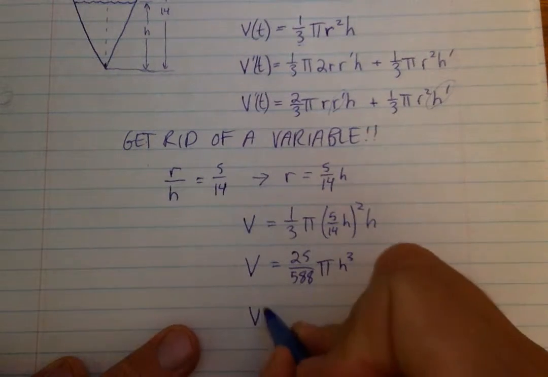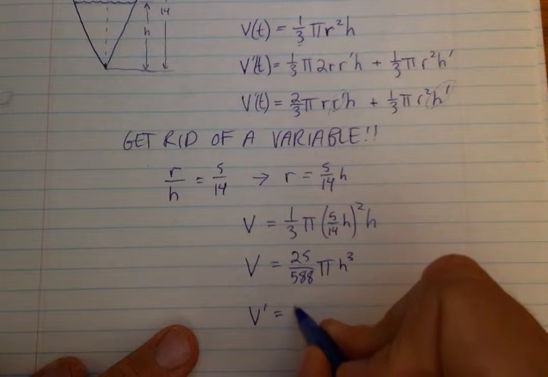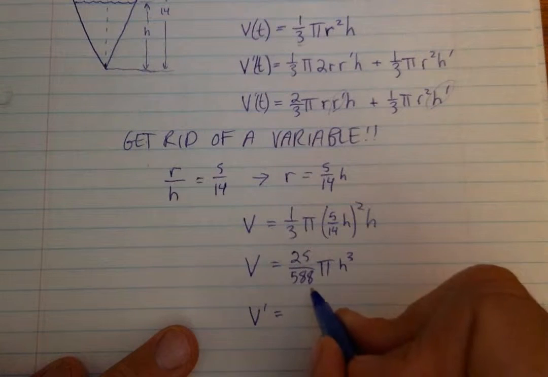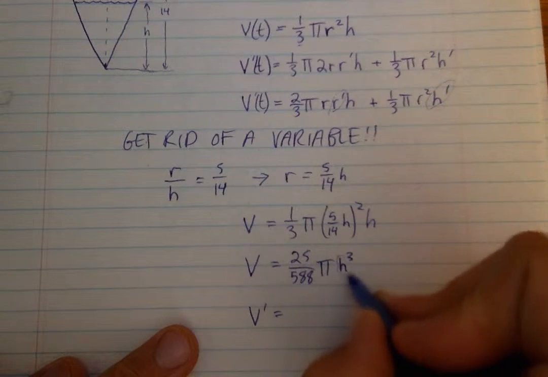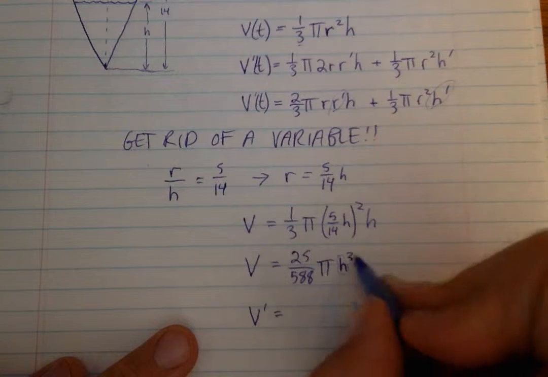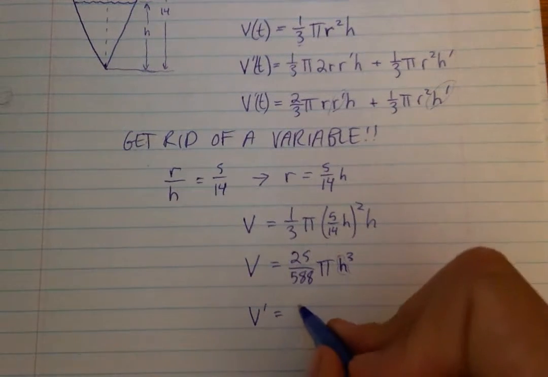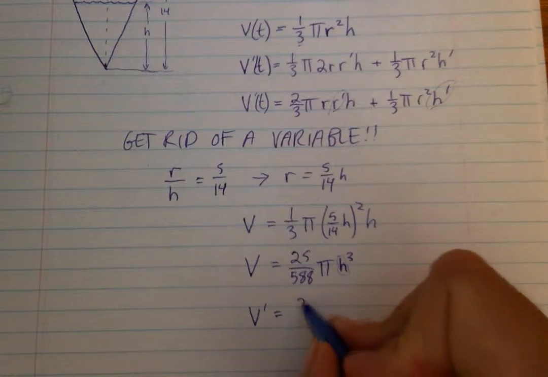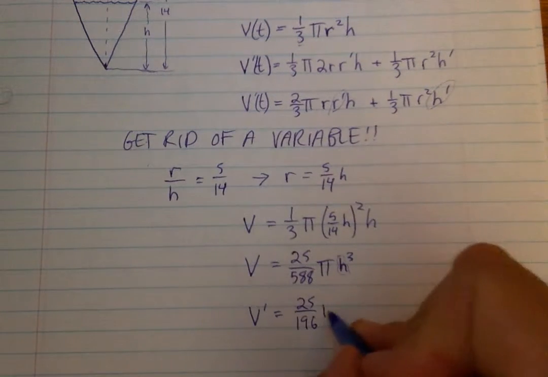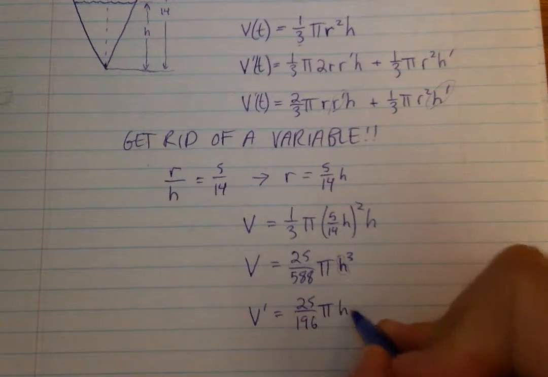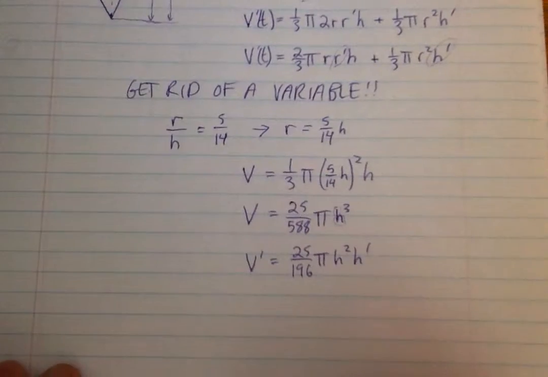So now let's take v prime, and that is equal to, okay, well, we're going to have 25 over 588 pi. Then we have h cubed. H is our blob because that's its own little function. We got 3 blob squared. So if we take 3, I'm just going to plug this into a calculator. That gives us 25 over 196 pi h squared h prime.